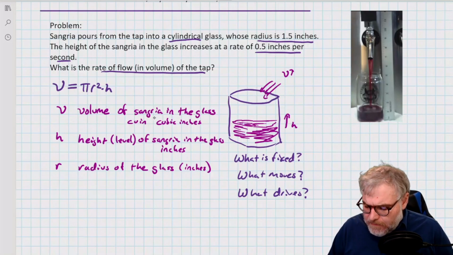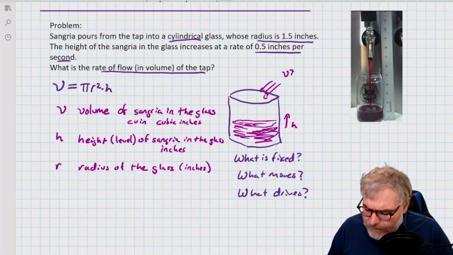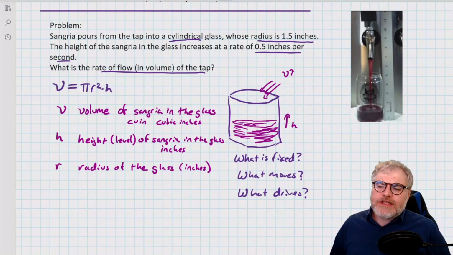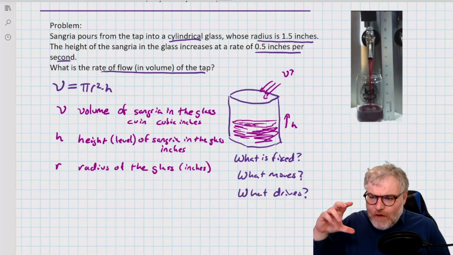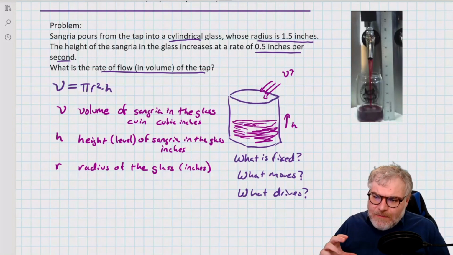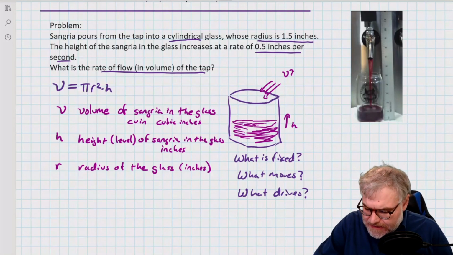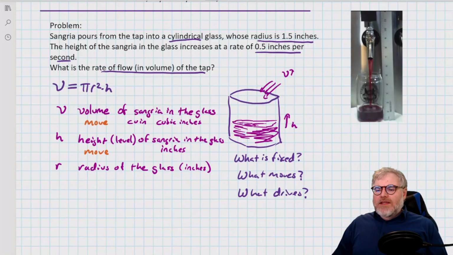I've got some volume in the glass. And remember, I want to ask what's fixed, what moves, and what drives. The volume is moving. It's changing as the problem goes. So when I hit play on the video, the volume is increasing in the glass. Likewise, so is the height. So both of these things move. And what's going on there when I hit play?